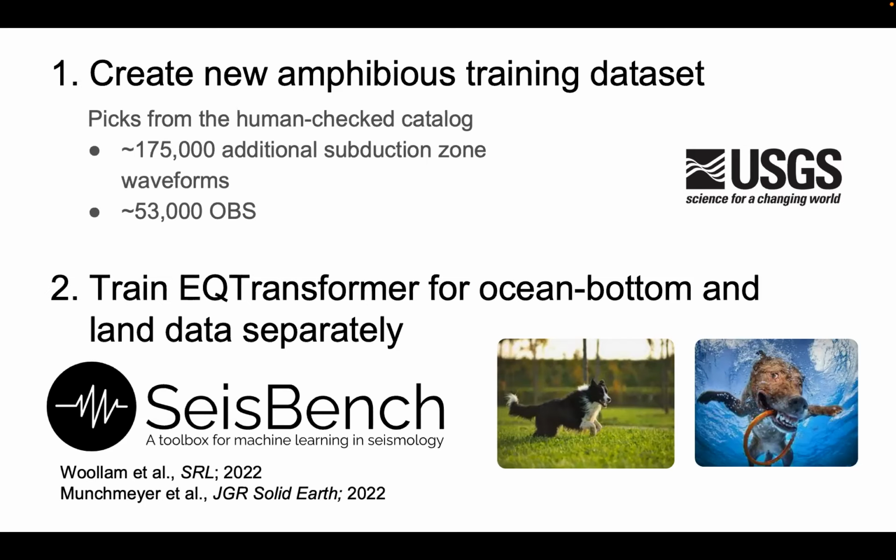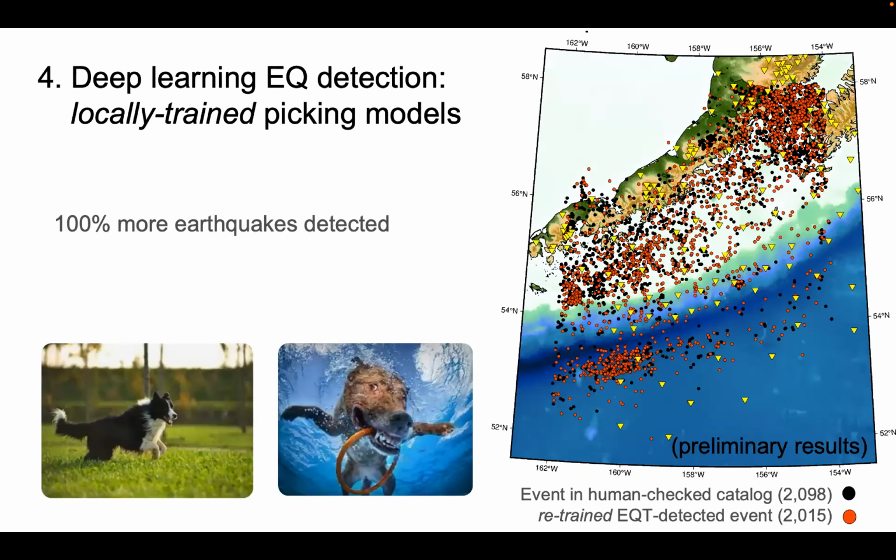And so I took that Earthquake Transformer model and I used transfer learning to retrain it on data from both land and ocean seismic data, not dogs, using SeisBench. And then I applied those two separate models to the land and ocean bottom data separately. And when I do that, I am able to find 100% more earthquakes in this sort of western region of ACE. So I was able to double the catalog. And these are really preliminary results at the moment, but I actually expect that as I tune this method further, we'll find more and not fewer earthquakes.